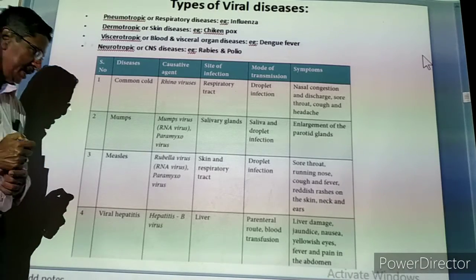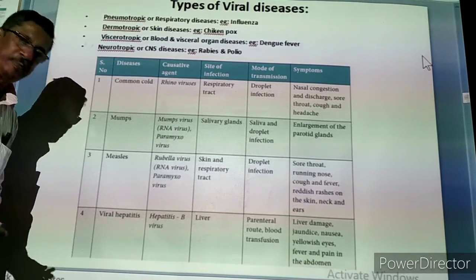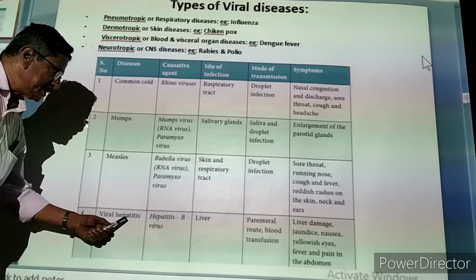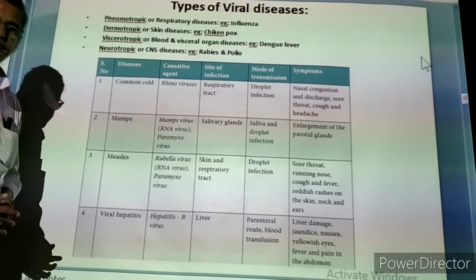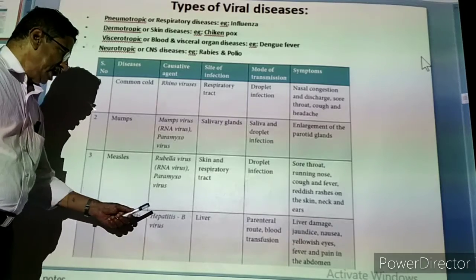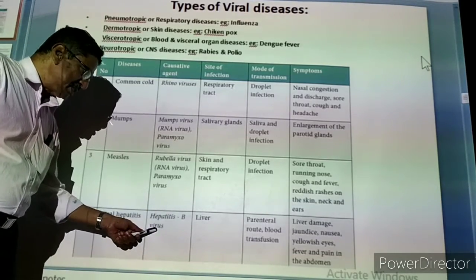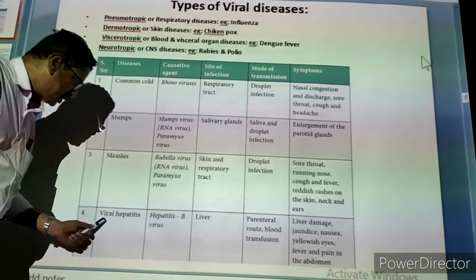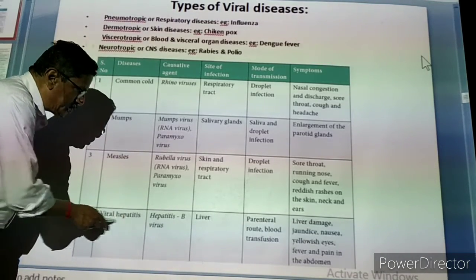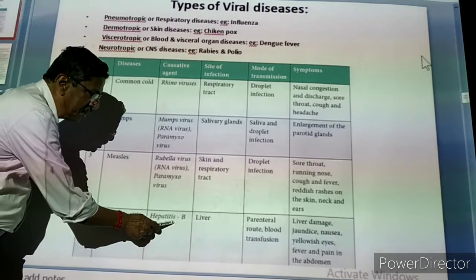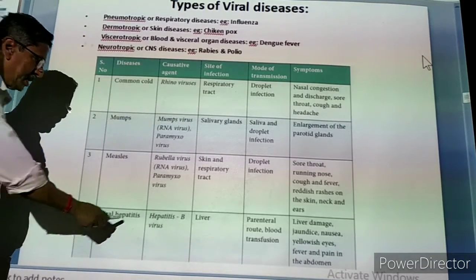The fourth viral disease is viral hepatitis. Already we have studied bacterial hepatitis. Like that, viral hepatitis is one disease. This is caused by the hepatitis B virus. Hepatitis A virus is also there. Like that, the hepatitis B virus causes viral hepatitis. What is the meaning of hepatitis? We have to know. Then only you can understand the meaning of the virus and the organ.